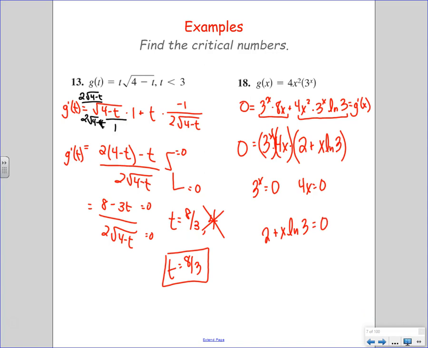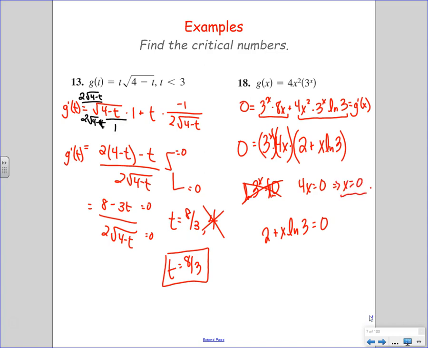Now, here's the weird thing. If you took ln of both sides to solve for x, ln of 0 doesn't exist. Can an exponential ever hit 0? No. So ln of 0 will always be DNE, which means an exponential can never equal 0. You always ignore him. He skims 0, but he never will hit 0. That one, oh yeah, that's 0.